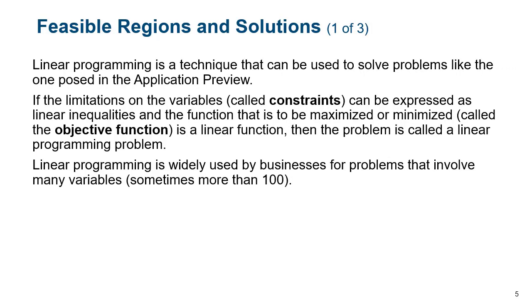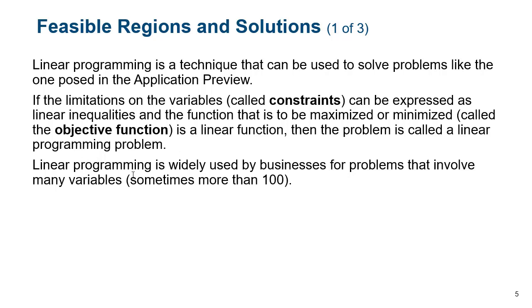We could use linear programming to determine the area, right, the feasible region, the solution area for all of these constraints, and then see which critical values are going to maximize the function. So all these limitations on these variables, we call them constraints, and we can express them as linear inequalities. And the function that we're trying to maximize or minimize, we call that the objective function, and it's also a linear function. And when that's true, the problem is called a linear programming problem.